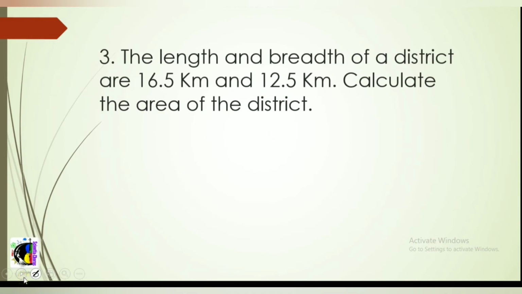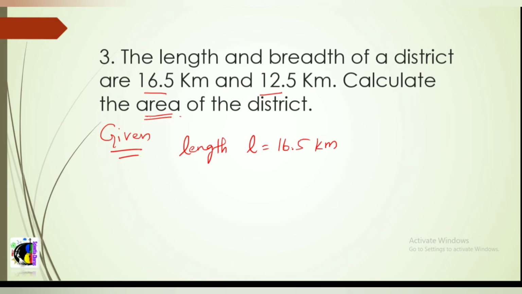Now moving on to the third question. The length and breadth of a district are 16.5 kilometer and 12.5 kilometer. Calculate the area of the district. Okay, so they have given the length, which I am writing as L, 16.5 kilometer. And they have given the breadth, which I am mentioning as B, 12.5 kilometer. Now I need to find out the area of the district.